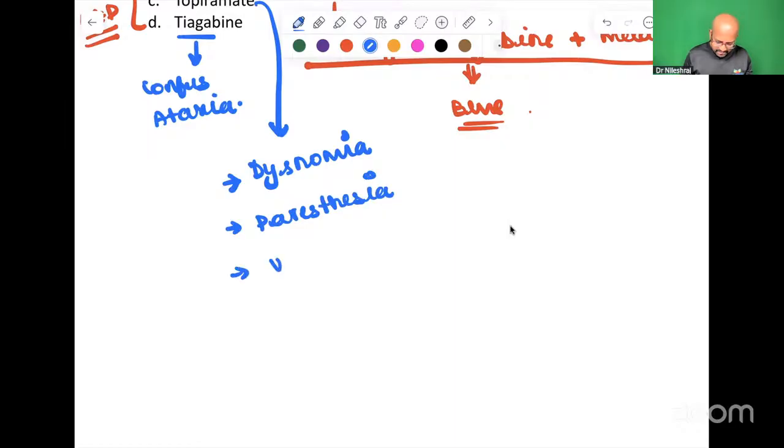Also, patients might develop lithiasis. Urolithiasis might also be seen, but it is not a common adverse effect, guys. Just 5 to 15% is the incidence. Dysnomia and paresthesia are the most common ones.